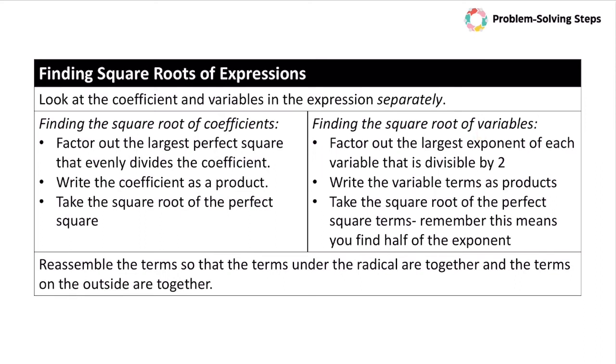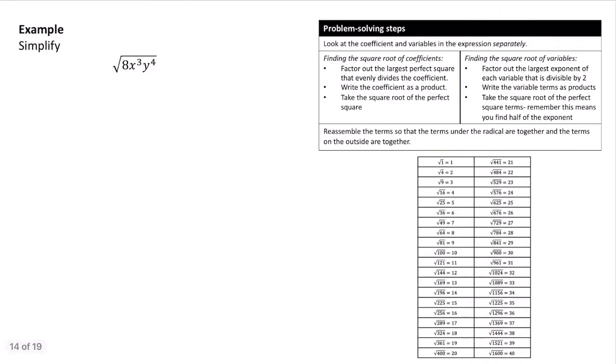For the variables, we'll just factor out the largest exponent of each variable that's divisible by 2. Then we'll write the variable terms as products and then take the square roots of the perfect square terms. Remember, when we're taking square roots, that means we're going to take half of the exponent. Then what we'll do is we'll reassemble all our terms and keep the terms under the radical together and the terms on the outside together. So let's see what that looks like.